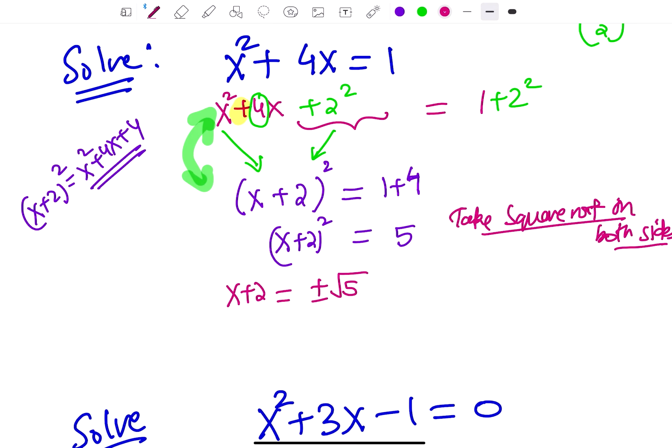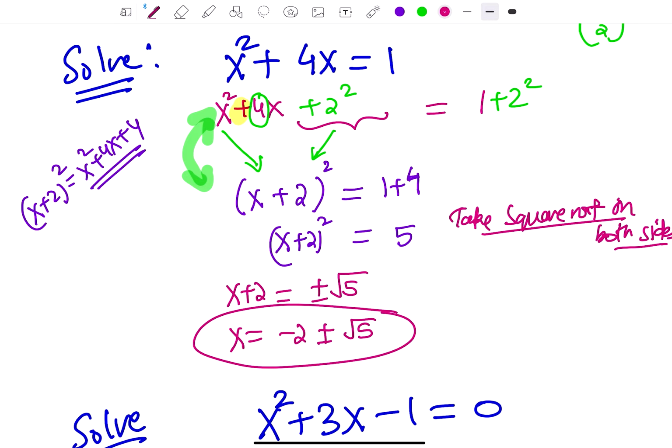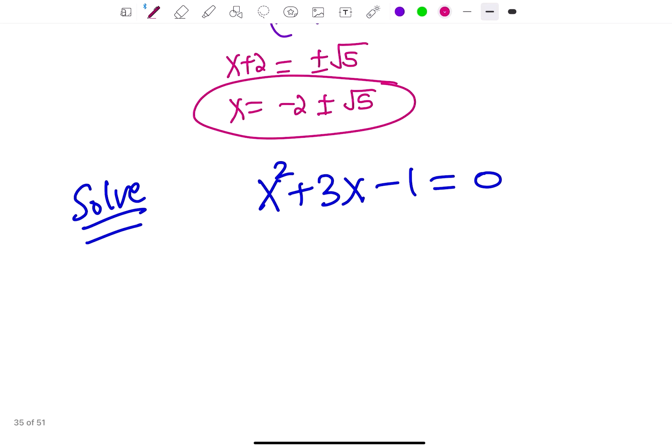On the left-hand side, square root and square cancel each other. Lastly, we are going to isolate the x, and there's our two solutions, negative 2 plus root 5 and negative 2 minus root 5. See one more example.